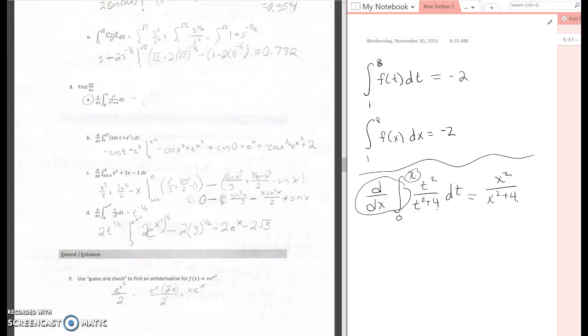Otherwise, what we have to do is integrate this, then put x in, and then take the derivative, which would give you the same answer, except we don't have a good way to integrate this. So that was part A. Part B would be very similar. You don't actually want to integrate here, since we're taking the derivative of the integral.